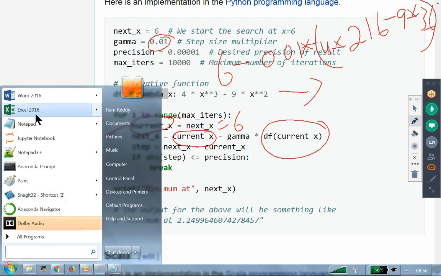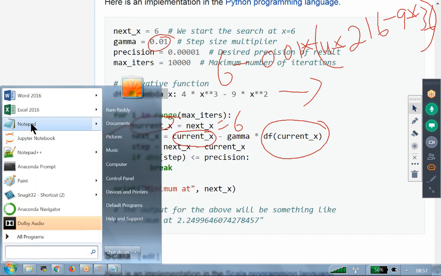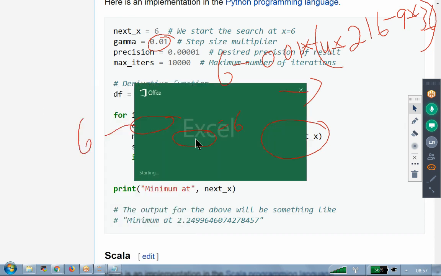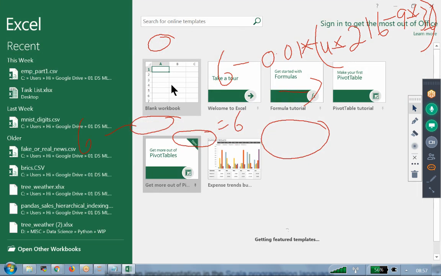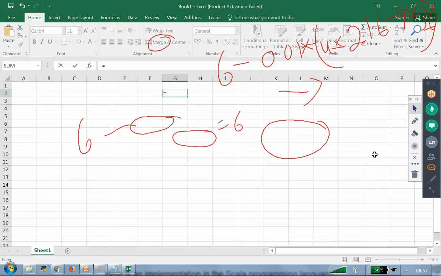I am going to the Excel. Let me calculate this one. So I am trying to take Excel here. Then, what is the equation I want here? I am writing here, equal to 6, current x, minus 0.01 into, then what do I have to write? 4 into 216 minus 9 into 36. This is what I have to do, right?